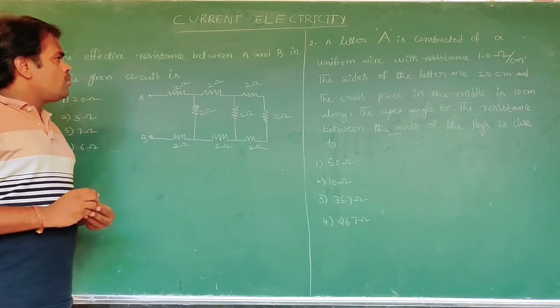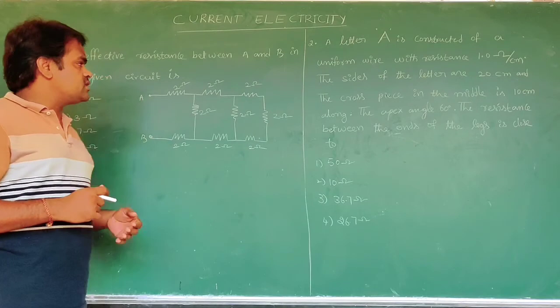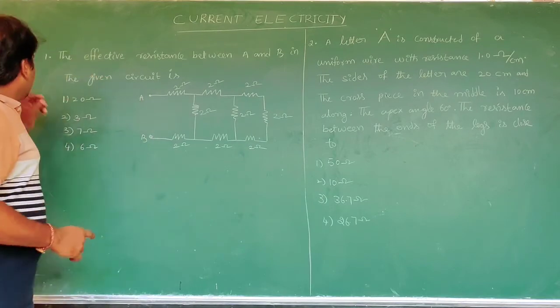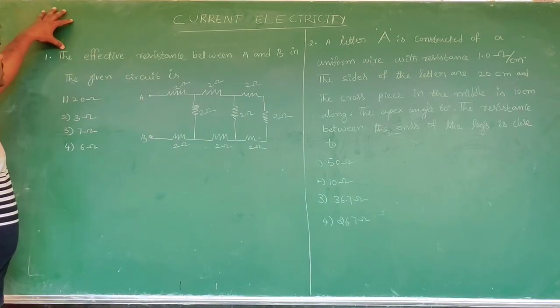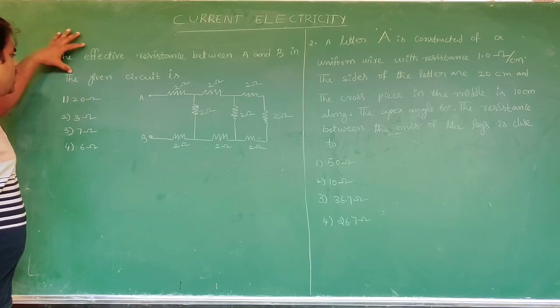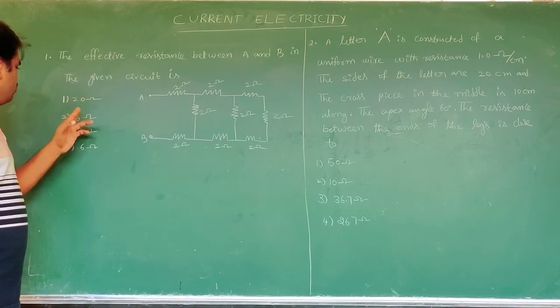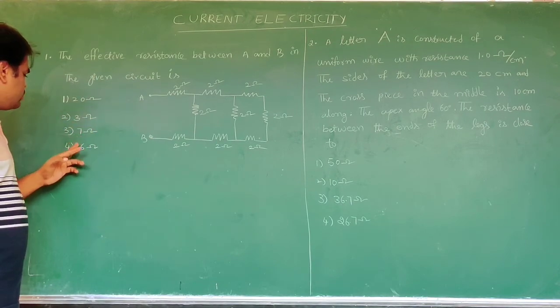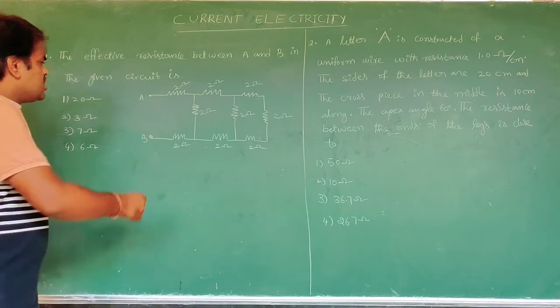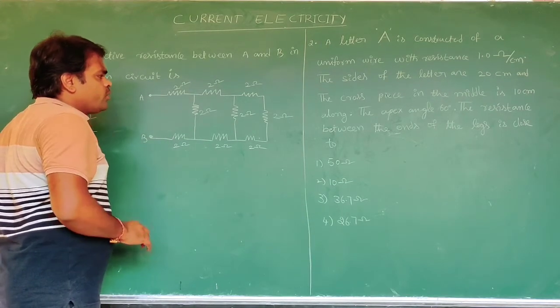Let's discuss objective problems on combination of resistors. First one: the effective resistance between A and B in the given circuit is the given. Options: 20 ohm, 3 ohm, 7 ohm, 6 ohm. Now this is the effective resistance between A and B.